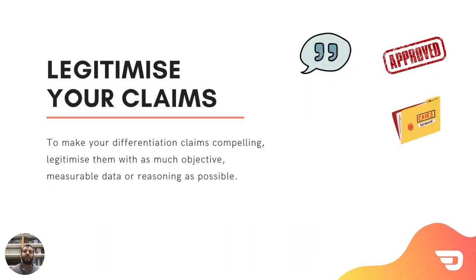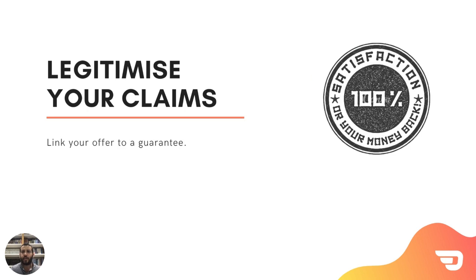Now, to make your differentiation claims compelling, so we're not finished yet, you'll need to legitimize them with as much objective, measurable data or reasoning as possible. Don't just say you're faster, longer lasting, higher quality. Prove it with some evidence. Research studies, case studies, testimonials, unique qualifications or experience. One powerful example of legitimacy is linking your offer to a guarantee that puts your money where your mouth is, right? Do you have a delivery guarantee? Do you have a quality guarantee? Think of one that might be relevant in your particular case, because it can be a powerful example of legitimacy building.